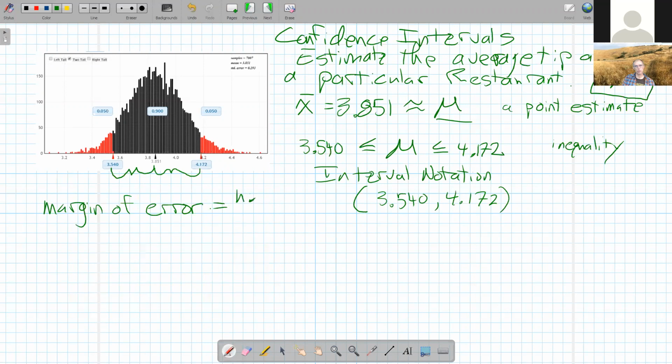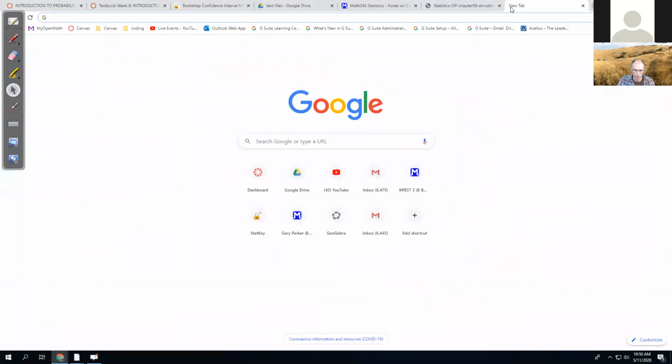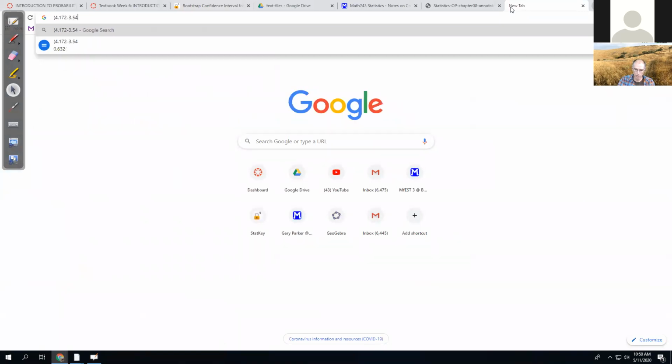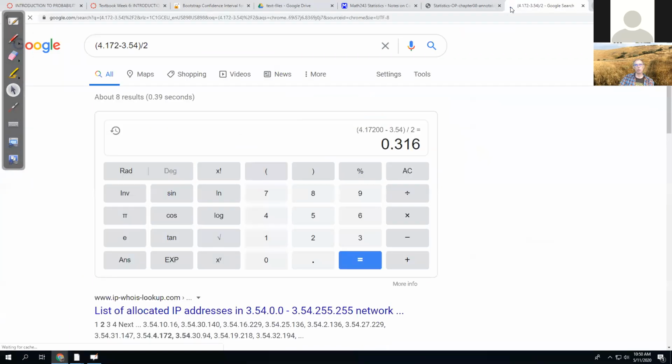Then take the high number, subtract the low number, and divide by 2. So in this case, my margin of error is going to be 4.172 minus 3.54, and then cut that in half. So calculator, 2, parentheses, 4.172 minus 3.54, close the subtraction, divide by 2. So parentheses are important there. I get about 3.16.